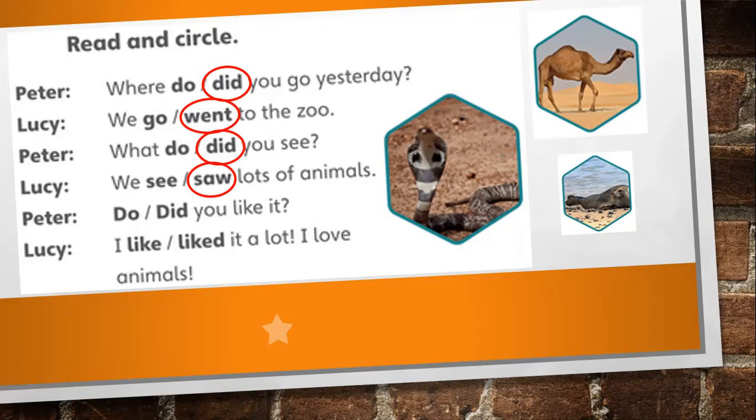Peter, did you like it? A question for the past is made with did. Don't forget. Lucy, I liked it a lot. I love animals. So did you like it? I liked it a lot. We're talking about yesterday. Did you like it yesterday? Yes, I liked it yesterday. Verb in past because we have a positive sentence.